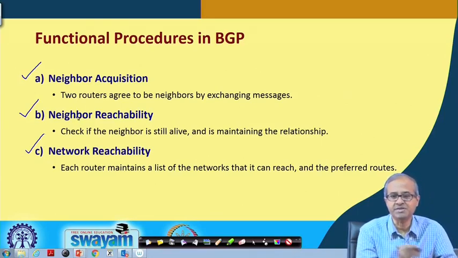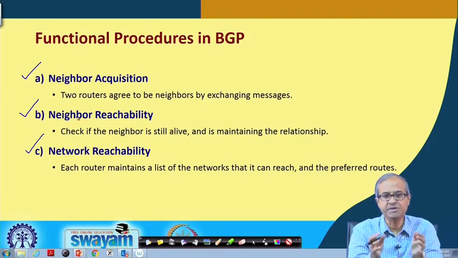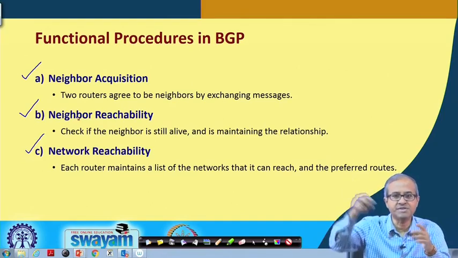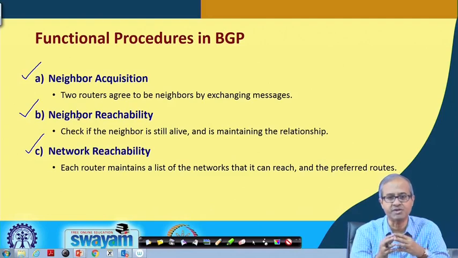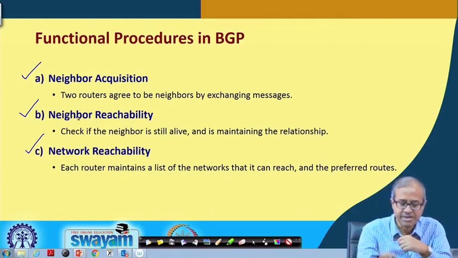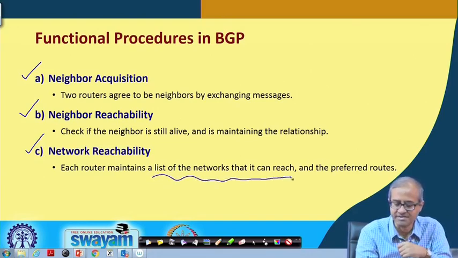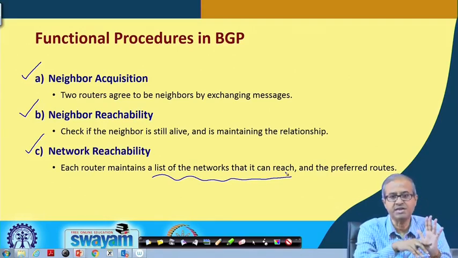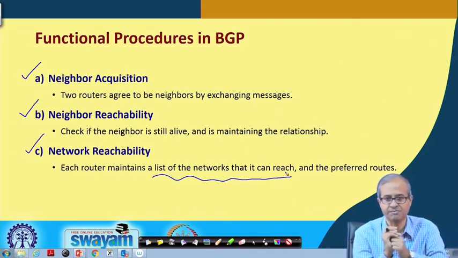And the third is network reachability. In BGP we maintain information about other networks. Because of some link failure somewhere, maybe one of those networks has become unreachable, I cannot connect to that network. So, that is a list which the router maintains. It is a list of networks that it can reach and also the ones which it cannot reach. The networks in the list are reachable, and the networks which are not in the list are not reachable, or I do not have information about them as of now.